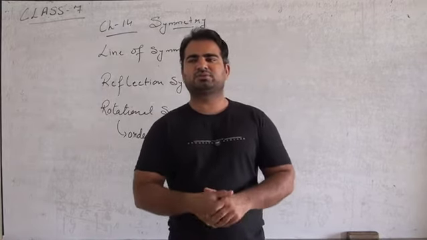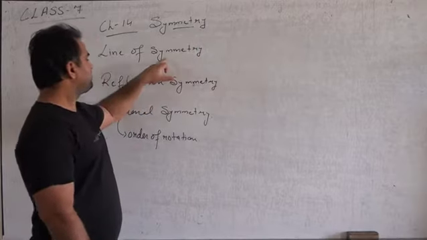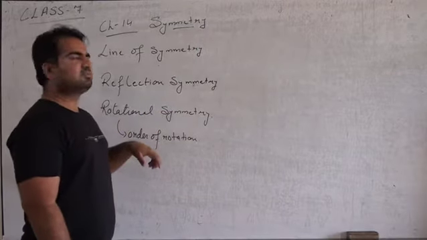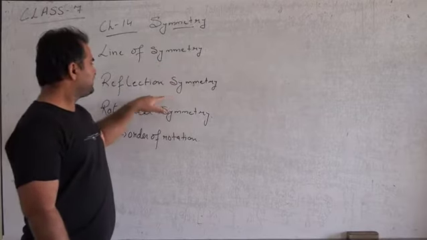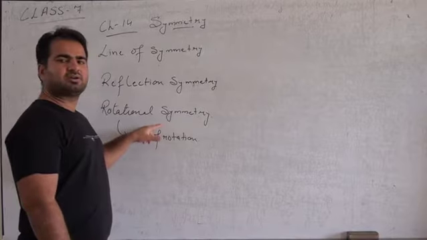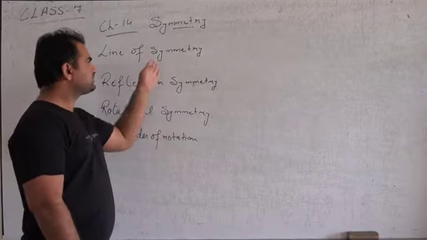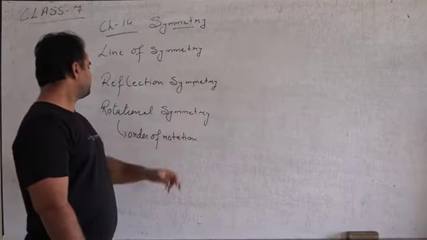Okay. So in how many categories can a figure be divided according to symmetry? A figure can be divided into three categories. First, how many lines of symmetry does it have? Second, does it have a reflection symmetry or not, and third, does it have a rotation symmetry or not. But first of all, you must know what is a line of symmetry, what is reflection symmetry, and what is rotation symmetry.